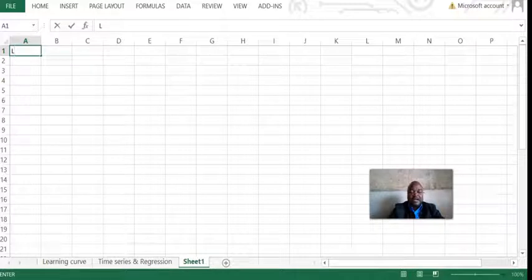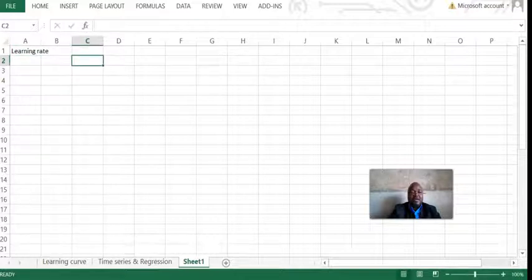let us type in learning rate. Okay, learning rate, or you can simply say LR, because examiners know that LR is for learning rate. All right, so the learning rate is 0.75.